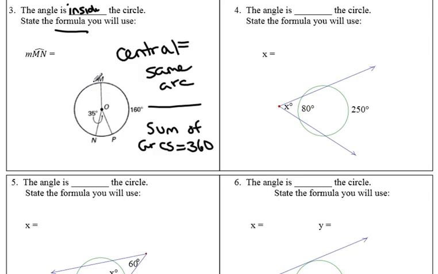So first, if we're looking for MN, we have this angle is 35. It's a central angle, so this arc is 35. And then what's left over, we take 360, subtract the 160 that we already have, subtract the 35 that we already have, so we get a total of 165.